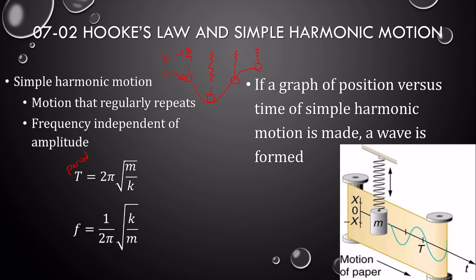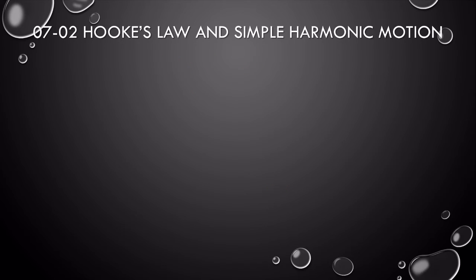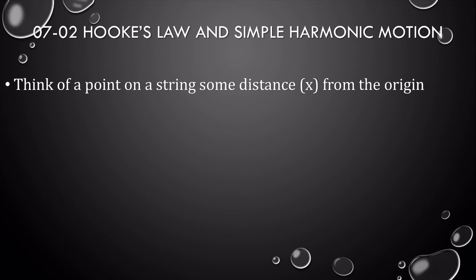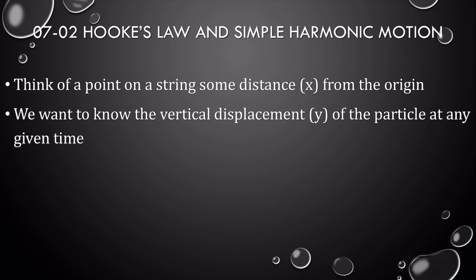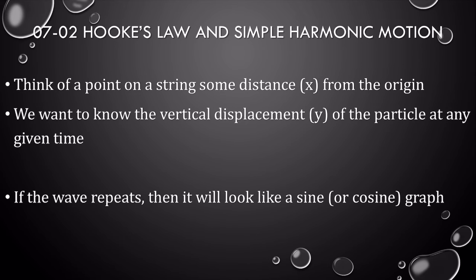If the graph of position versus time of a simple harmonic motion is made, a wave is formed. It'll look like a sine wave. In fact, it'll be a sinusoidal function that we use to map that with. So if you think of a point on a string, some distance, call it distance x from the origin, and we want to know the vertical displacement of any particle at a given time, the wave repeats and it'll look like a sine. Or your book chooses to use cosine, which is just sine but shifted 90 degrees.